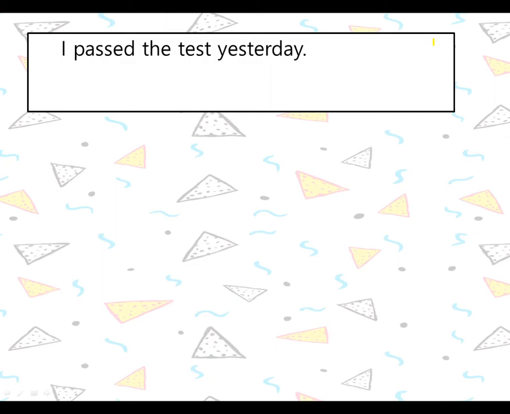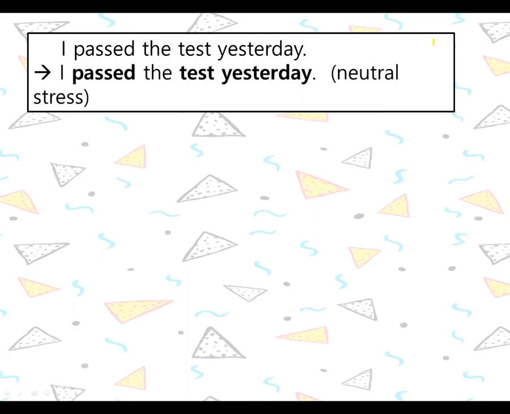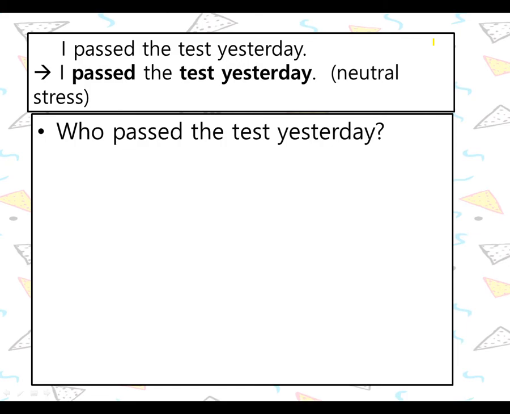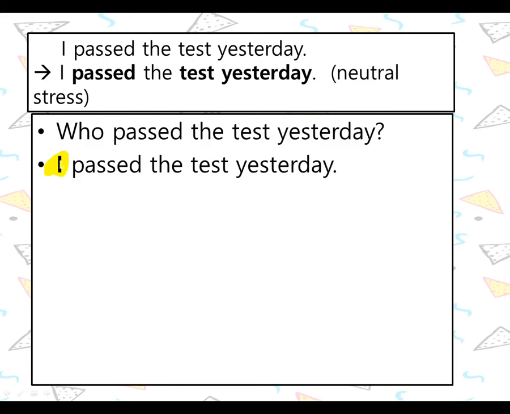I passed the test yesterday. So what's important in that sentence? I passed the test yesterday. So the passed, test, yesterday. That's what's important. But if we want to change what's important in the sentence, for example, if the question is, who passed the test yesterday? I passed the test yesterday. What's important here is who passed. So the stress is placed on just here. We don't need to stress the other words in the sentence.